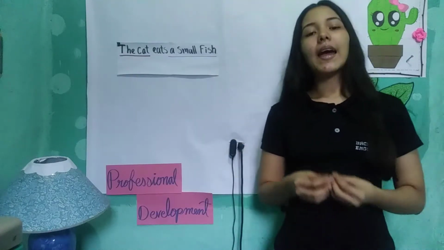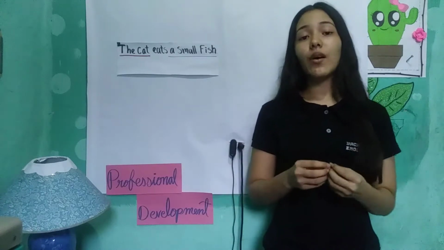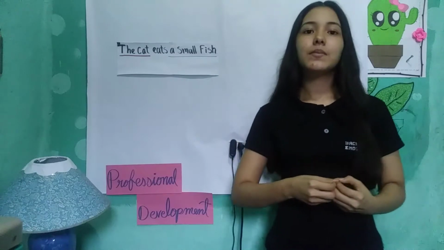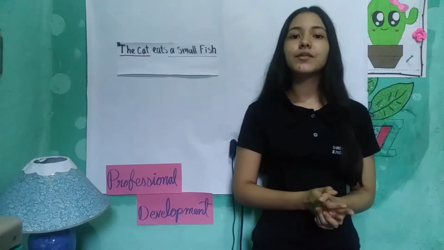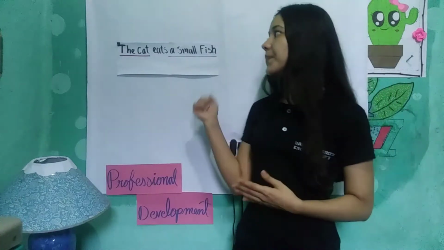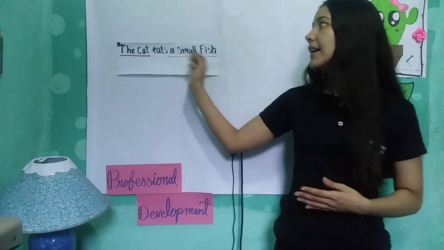On the other hand, active voice is a clause or sentence in which the subject directly performs the action. This is the normal structure that we already know. I have an example here. The cat eats a small fish.